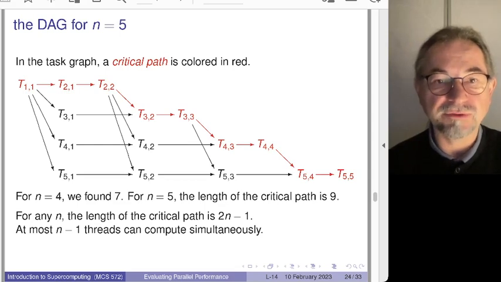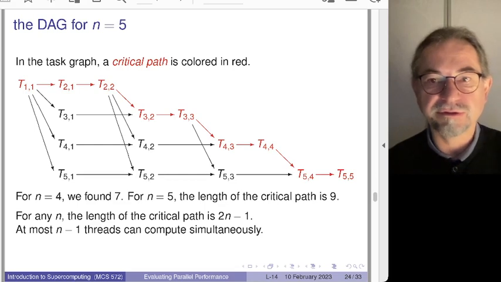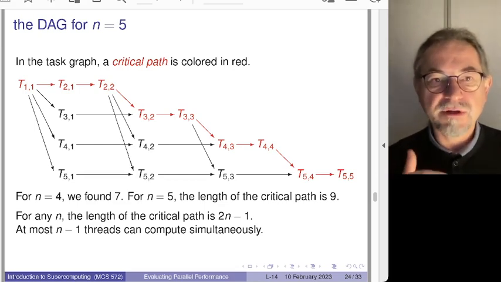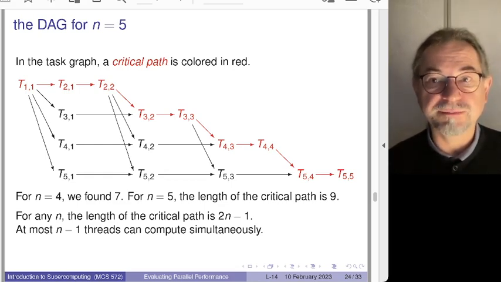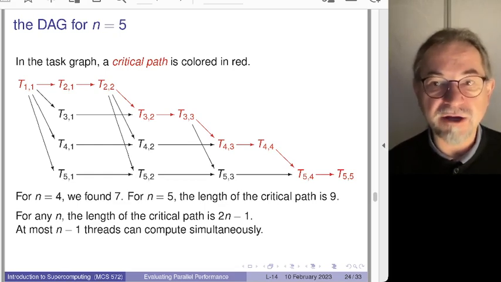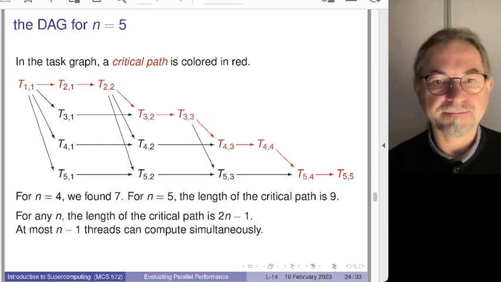You can also see immediately from that the number of tasks that can be running in parallel at the same time. You can see that for a dimension 5 system, the maximum number of tasks that can operate simultaneously equals 4. And you can compute there also the speedup.